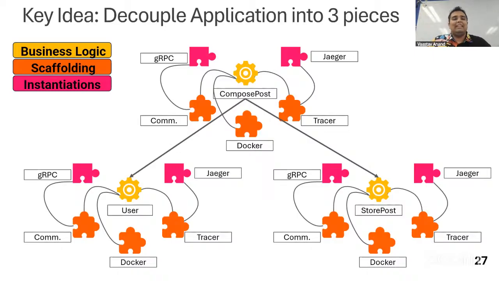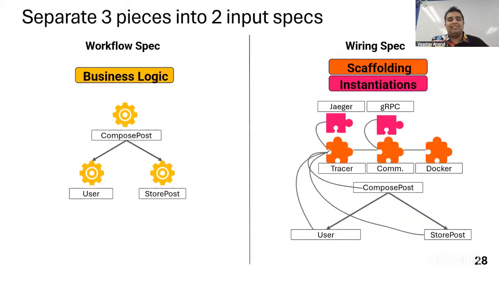While this is a nice key idea, it still doesn't actually give us any kind of technique to be able to use this directly in microservices today. So let's see how we can convert this nice idea of three pieces into a useful abstraction. We separate these three pieces into two different input specifications. First is the workflow specification, which contains only the workflow logic. And second is the wiring specification, which contains the scaffolding and the instantiations.